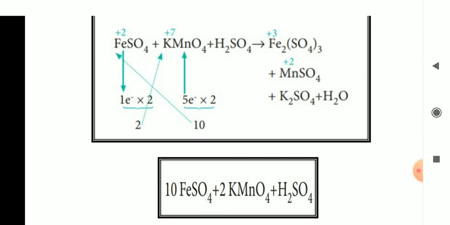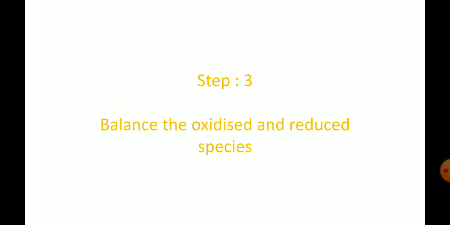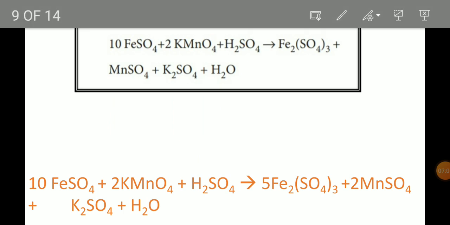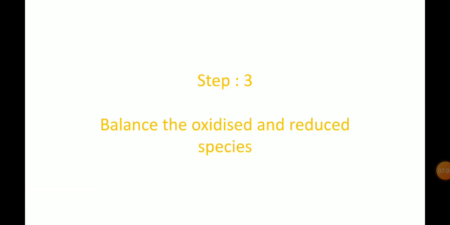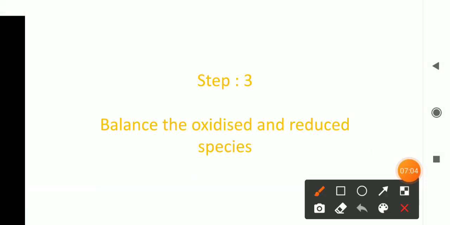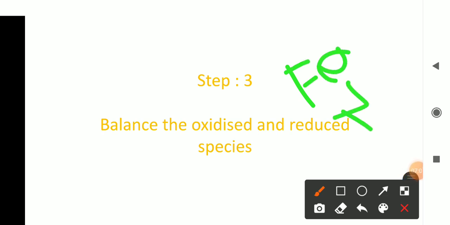Then let us see step number 3. From step number 3, balancing starts. We have to balance the atoms step by step. In step number 3, what you have to do is balance the oxidized and reduced species. We know that in this given equation, the oxidized species is iron and the reduced species is manganese. This we know. So first these two atoms we have to balance.